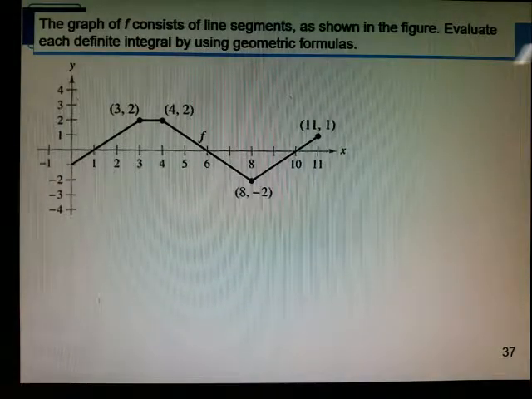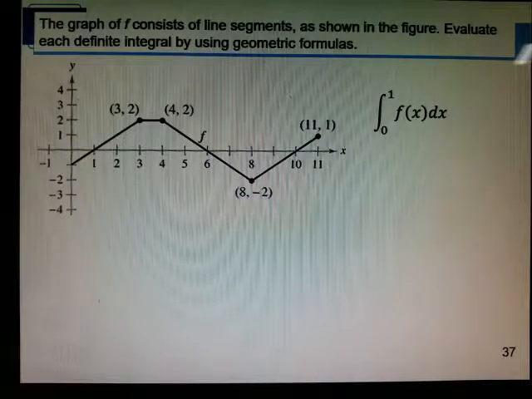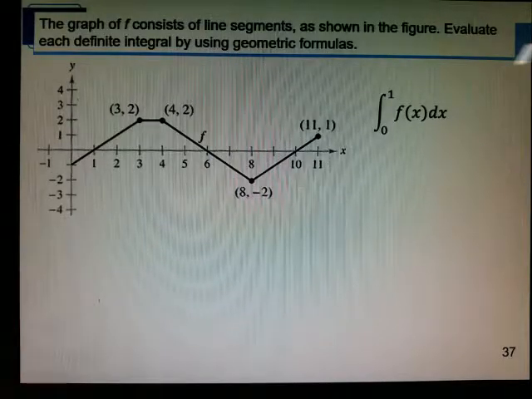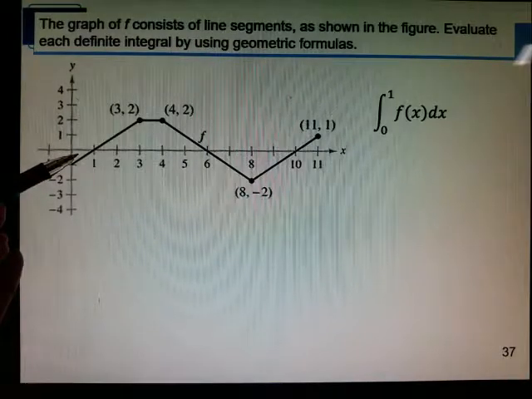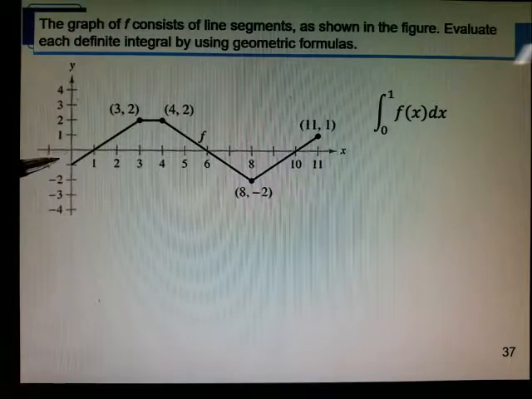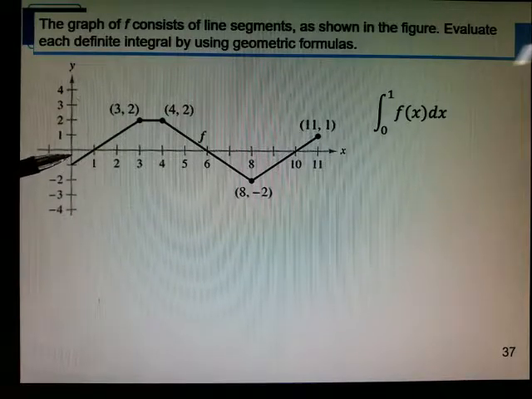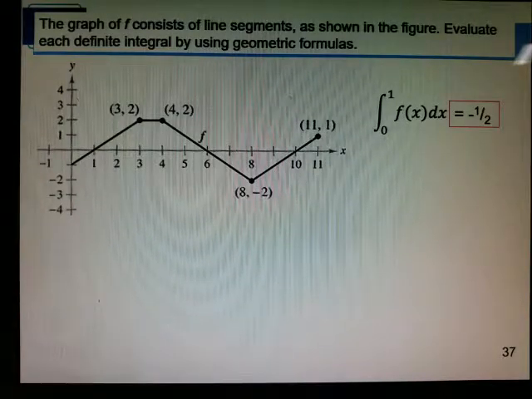It says the graph of f consists of line segments as shown below. Evaluate each definite, not indefinite, integral by using geometric formulas. So first I went from 0 to 1. If I integrate from 0 to 1, this is below the x-axis. This answer will be a negative value. It'll be negative of whatever that area is. This is 1 times 1, that's 1, half of that, so that first answer is -1/2.